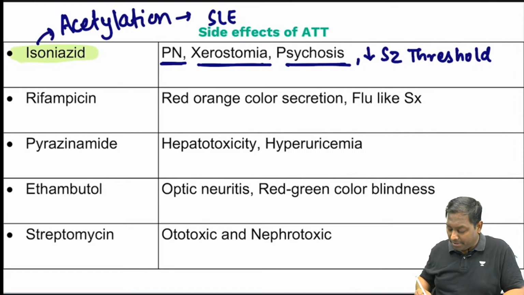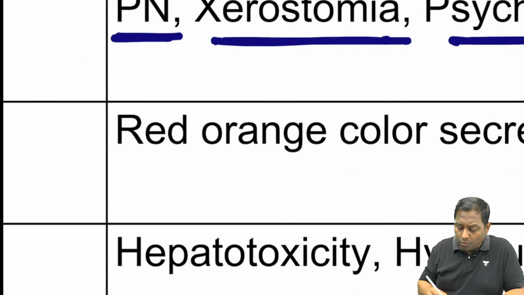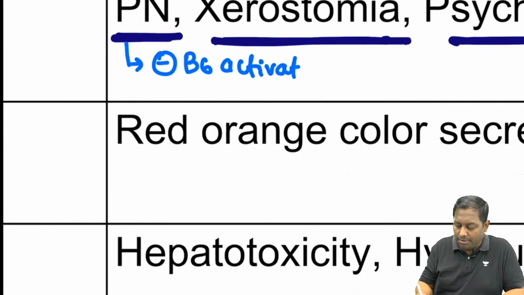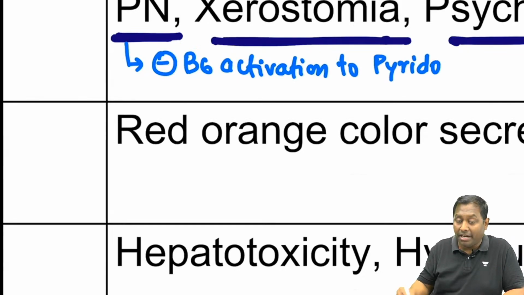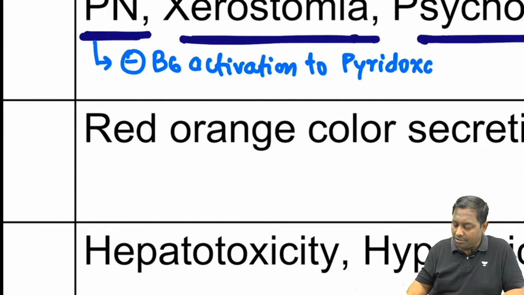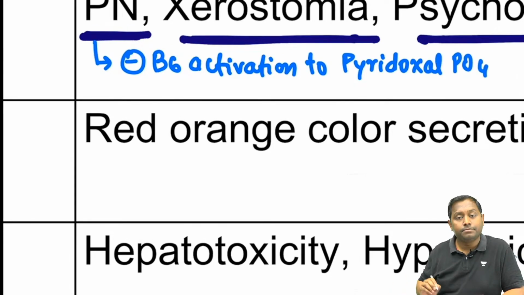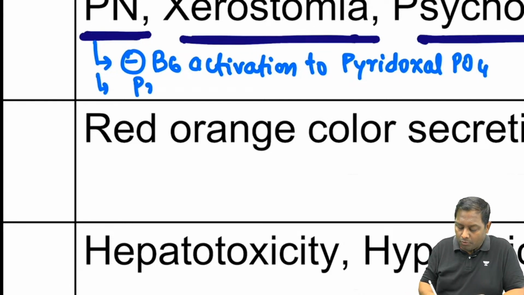Okay, why peripheral neuropathy? If the examiner asks you why peripheral neuropathy, can anyone tell me? There are two reasons you should know. One is that isoniazid inhibits the activation of vitamin B6 to pyridoxal phosphate. Vitamin B6 is pyridoxine, and isoniazid inhibits its activation to pyridoxal phosphate, that is one. Second reason, isoniazid promotes vitamin B6 excretion.